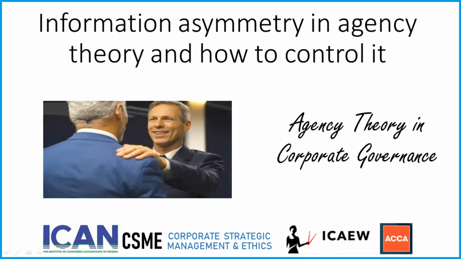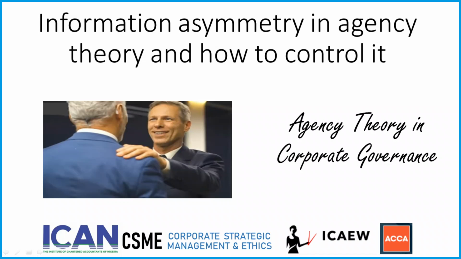Like I promised in the previous tutorial video, we are going to talk deeply about information asymmetry and how to control it. So let's look at how to control information asymmetry now. Now we know it's an imbalance. We know a party possesses more information than the other. So it's crucial for effective corporate governance, and by controlling the information asymmetry, we ensure alignment of the interests between the principal and the agent. Some mechanisms can actually be used, and those are the things that we want to talk about now.